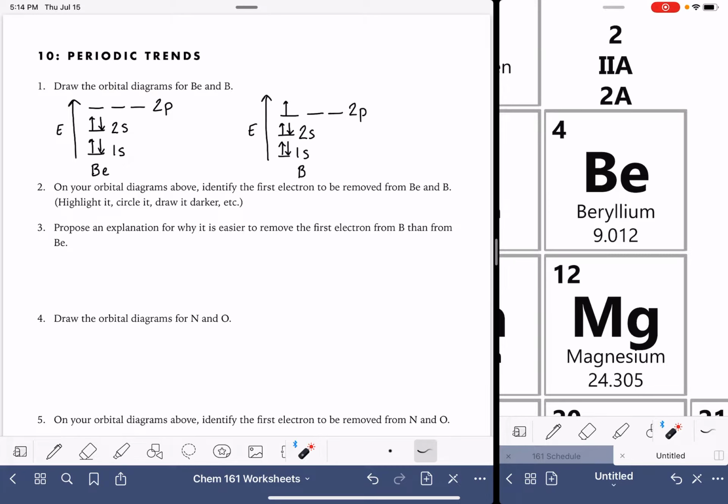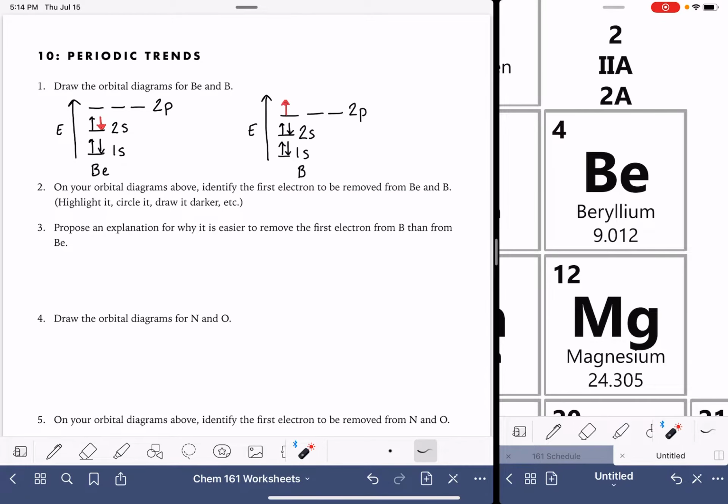On the diagrams, we're going to identify the first electron to be removed from beryllium and boron. So when electrons are removed from an atom, they are removed in the reverse order that they are added. So it's like the last electron that gets added is the first electron to get removed. The last electron that we added to beryllium was this one right here. I'm just going to draw it pink. And then for the boron, this is the last electron to get added, which means both of these pink electrons are the ones that will be the first electron to be removed.